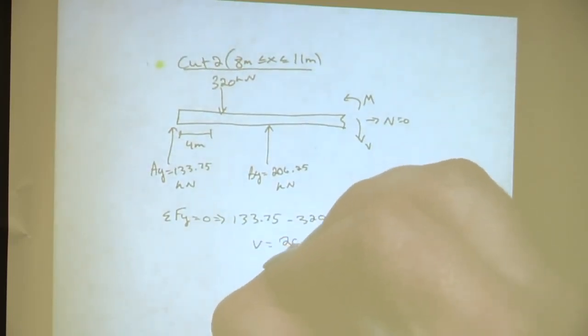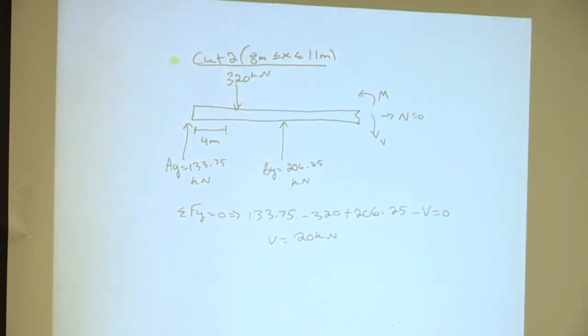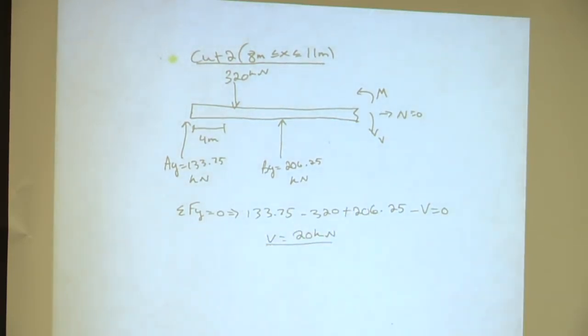Awesome, so 20 kilonewtons. Now, is this equation in terms of x? No, so what does that mean? Awesome, so it's constant. Does it vary depending on the distance x? No, awesome. Okay, and then what do we need to do?